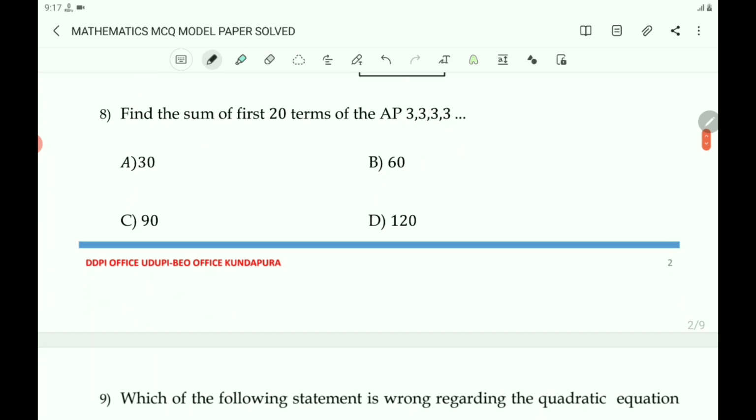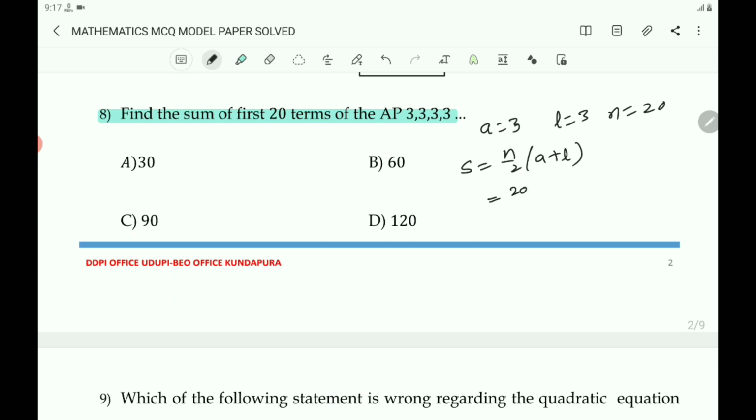Next let us take question number 8. Find the sum of the first 20 terms of the AP 3, 3, 3, 3. Here you know that D equals 0 because all the terms are the same, and A is 3. So what do you have to find out? The sum of the first 20 terms of the AP. So you know the formula. Here the first term is 3, the last term is also 3 because D is 0, and N equals 20. So you can write the formula for S, that is N by 2 into (A plus L).